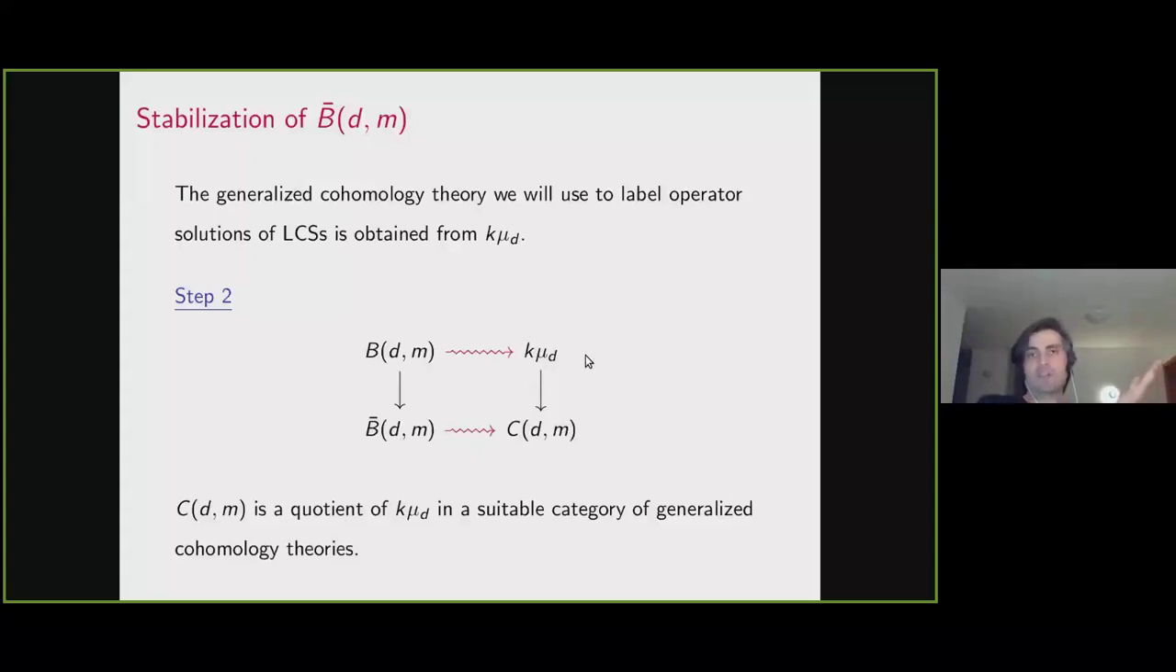But now on the right-hand side, the quotient takes place in a different category. You can think of the category of stable spaces or the category of generalized cohomology theories. They're essentially the same thing. I'm not going to go into details, but there's a way of obtaining another generalized cohomology theory from K mu D, which can be used as a stabilization of the B bar space.